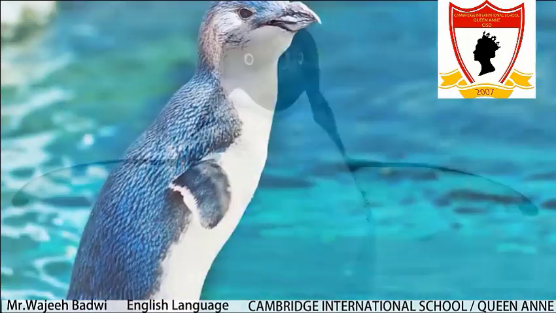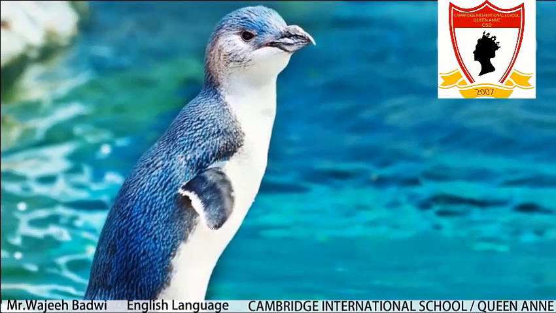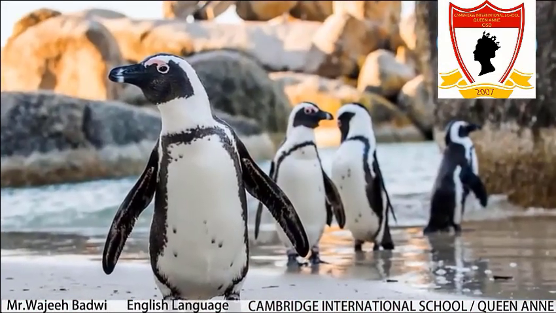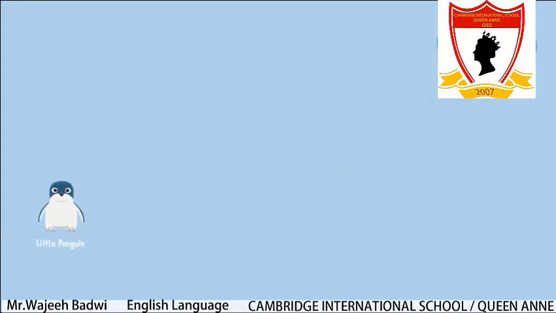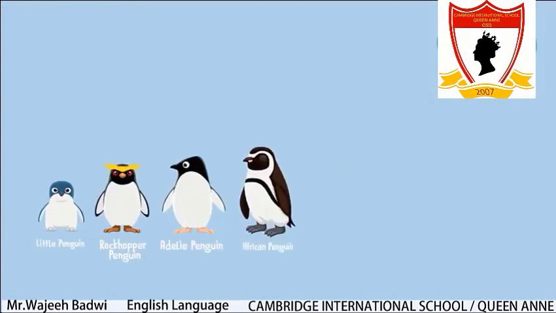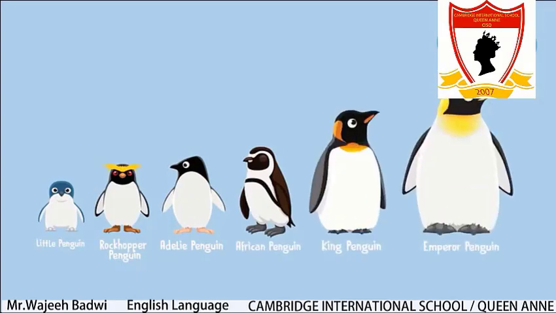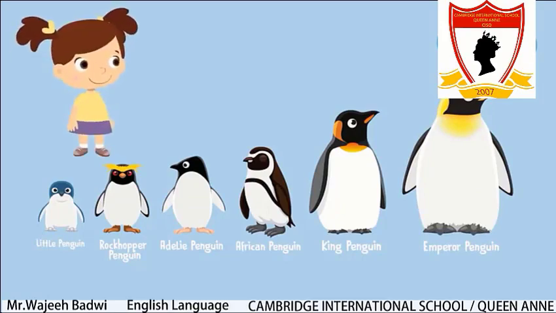There are many types of penguins. They differ in sizes and by the black and white patterns on their heads. Some species of penguins are the little penguin, the rockhopper penguin, the Adelie penguin, the African penguin, the king penguin, and the emperor penguin. Wow! They are all so different and so beautiful.